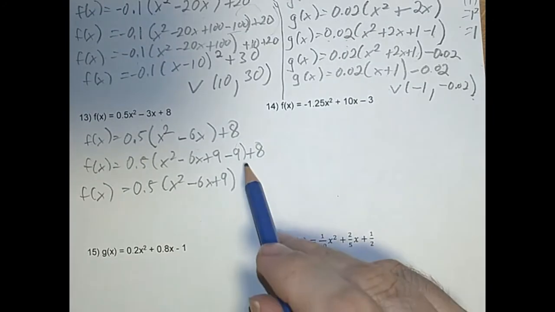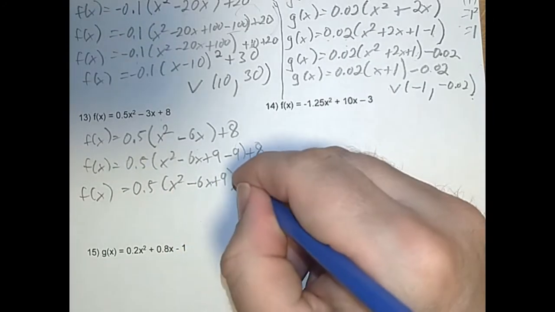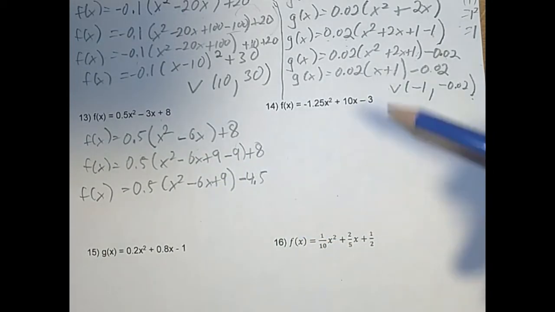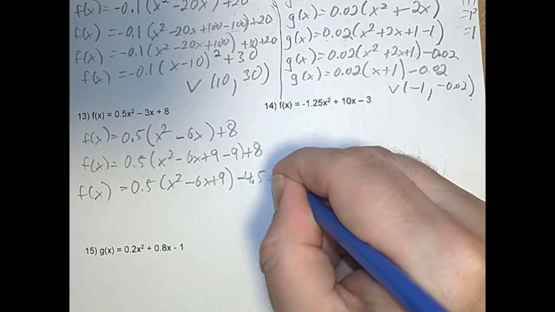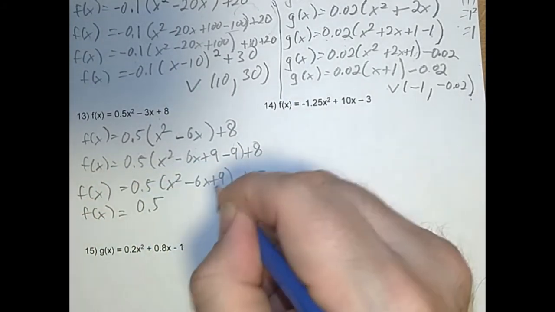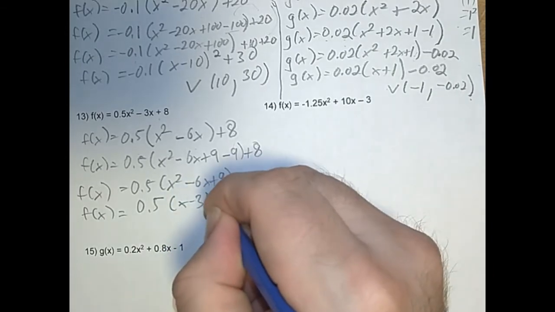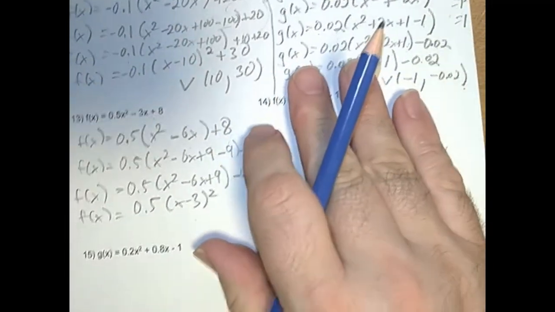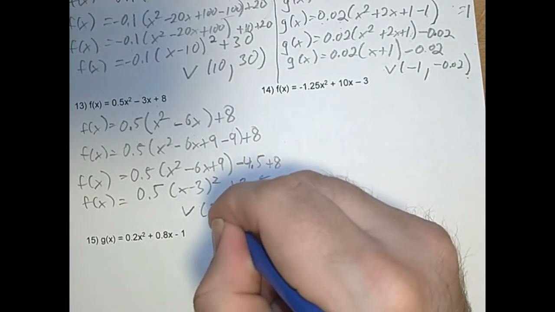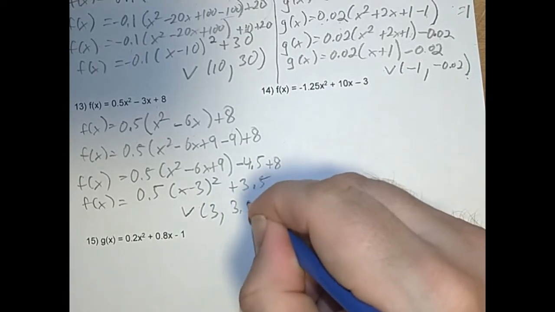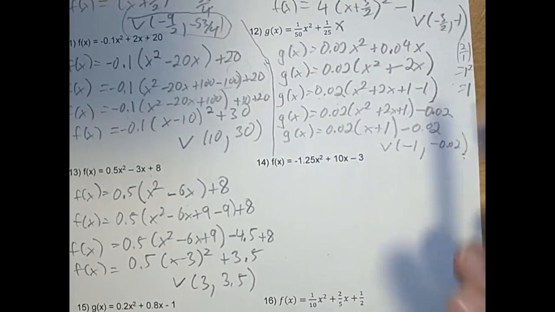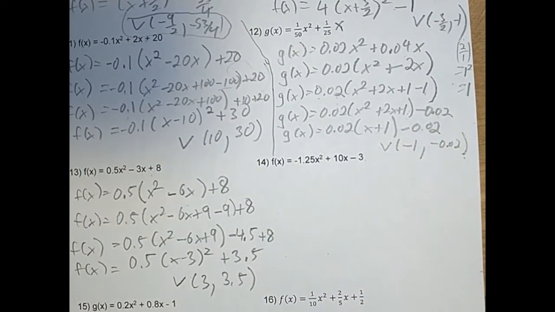Now, when you multiply 9 times a half, that's like minus 4.5. If you don't believe me, try it on your calculator. Negative 9 times 0.5 is negative 4.5, plus 8. And then finally, f of x equals 0.5 times (x minus 3) squared. And when you add these two together, I believe it's 3.5. So my vertex is 3, 3.5. Like always, showing the vertex: opposite sign, same sign.